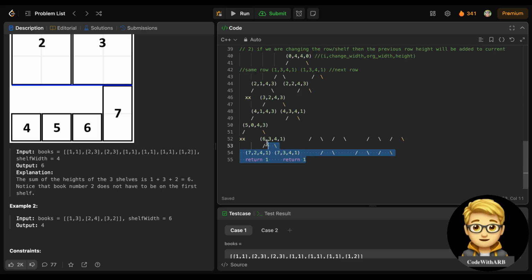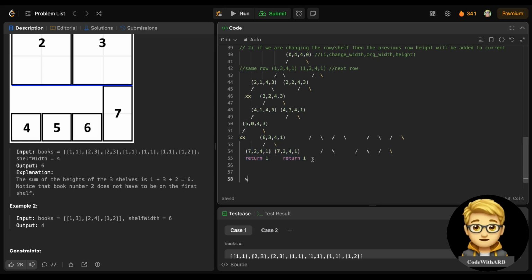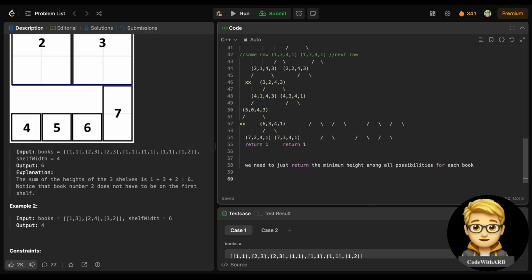So basically we need to just check and return the minimum height among all possibilities for each book, either it is placed in the same row or it is placed in the next row. And this is how we will solve this problem.